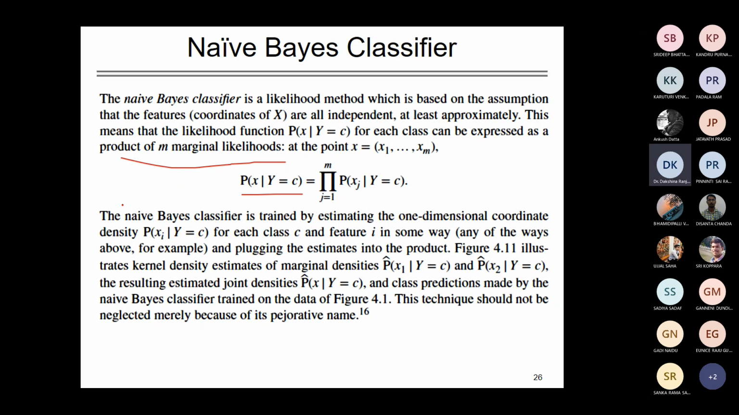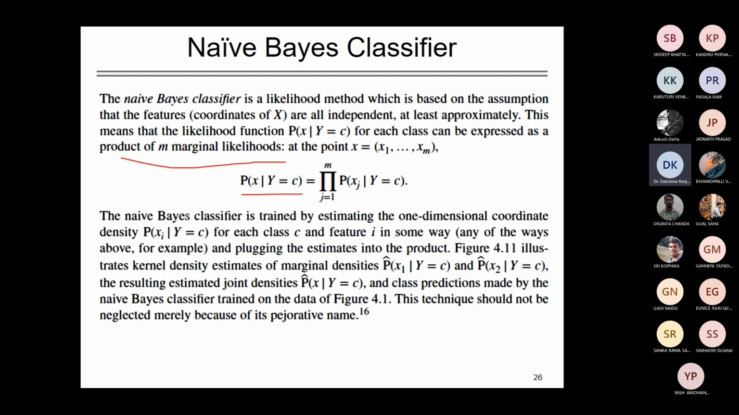The naive Bayes classifier is trained by estimating the one-dimensional coordinate density for each class and feature i, in some way, and in some way means any of the ways above. So we can get the marginal likelihoods. But if we look at the Bayes classifier, we can see that it is very easy to estimate the prior probability, but it is not easy to estimate the likelihood in the Bayes classifier.